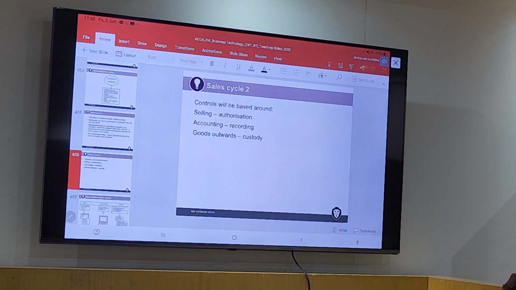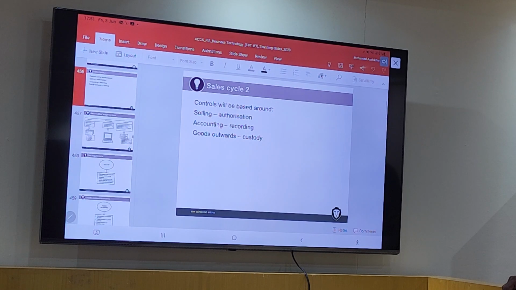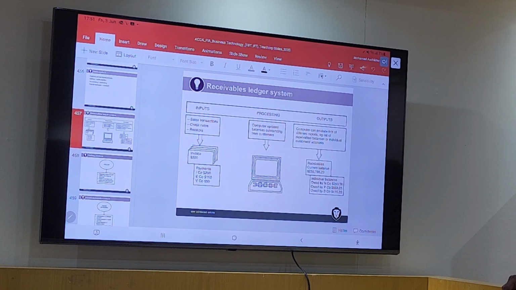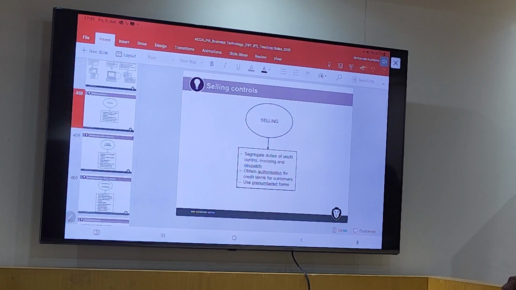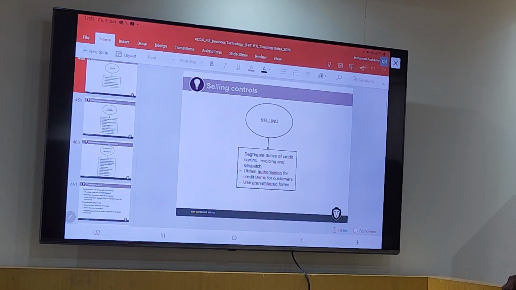Controls will be based around selling authorization, accounting, recording, goods outwards and custody. This is similar to purchase that we talked about, and these are all selling controls. Segregate duties of credit control, invoicing and dispatch, and obtain authorization for credit terms for customers. Now, you cannot decide the credit terms haphazardly. Someone at top level should approve this.